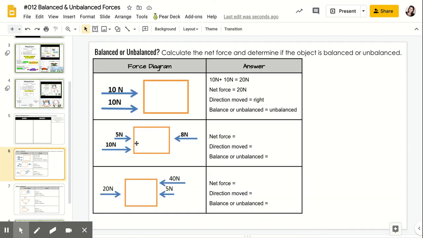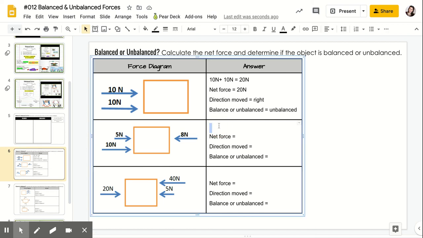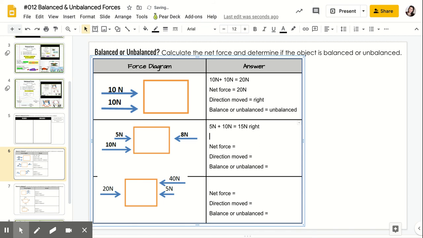So to do the next one together, we have 5 newtons to the right, 10 newtons to the right, 8 newtons to the left. So 5 newtons plus 10 newtons is 15 newtons right. And then we have 15 newtons minus 8 newtons. So when we subtract both of those, we should get 7 newtons. Okay. So that's going to be my net force, 7 newtons. And the bigger number is to the right.